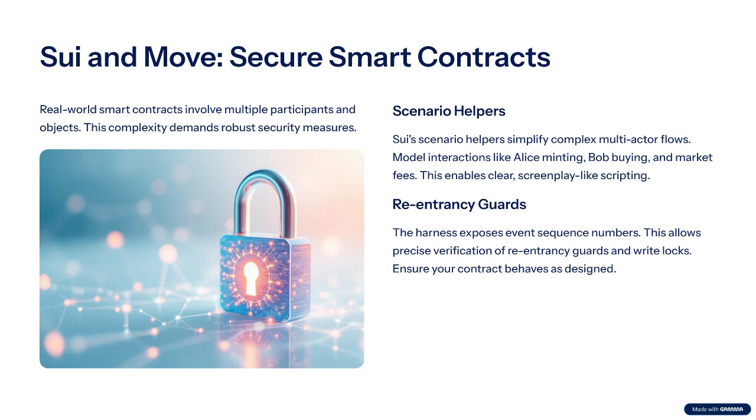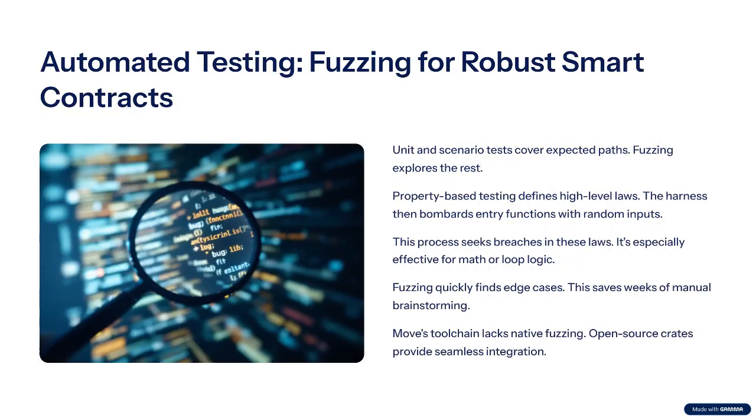Because the harness exposes event sequence numbers, you can verify that your reentrancy guards and write locks behave exactly as the whiteboard promised. Unit and scenario tests check the paths you thought of. Fuzzing checks the rest. With property-based testing, you state high-level laws, like the supply never dips below zero, and the harness bombards your entry function with randomized inputs looking for a breach. One Saturday afternoon of fuzzing often replaces weeks of manual edge case brainstorming, especially around math or loop logic. While Move's core toolchain doesn't bundle fuzzing yet, open source crates plug the gap effortlessly.